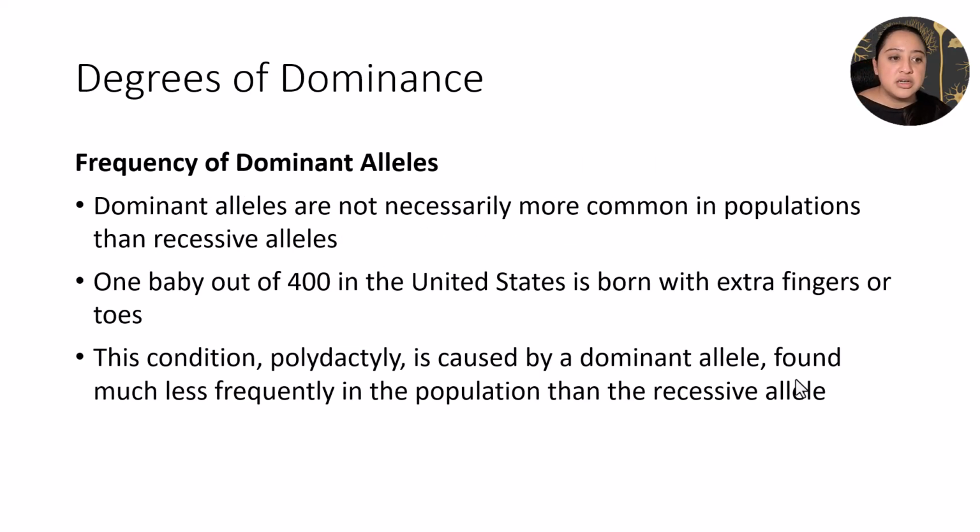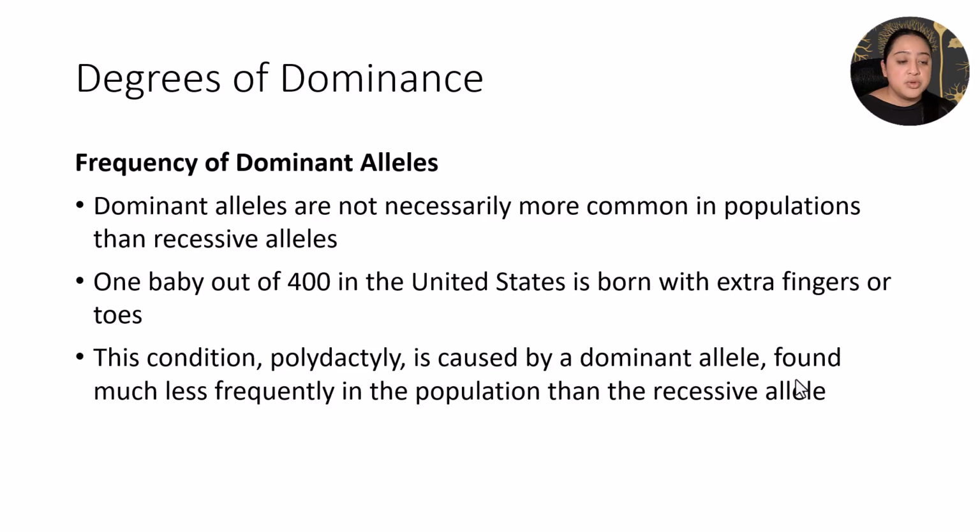And know that not all dominant alleles are going to be more common in populations. Just because, in a probability way and in a Punnett square, it might seem like dominance is always going to be more common, it's not always the case in a whole population. It depends on what the trait is.